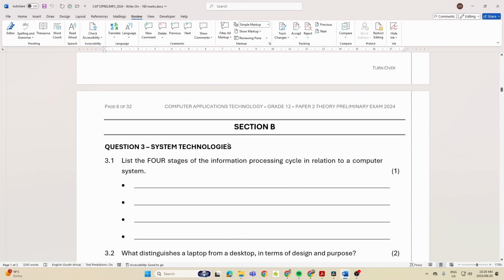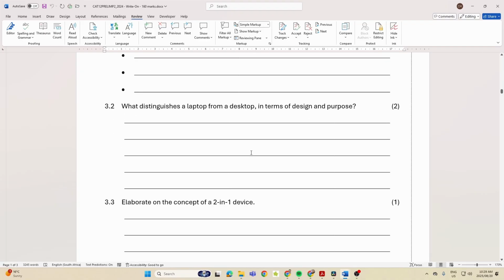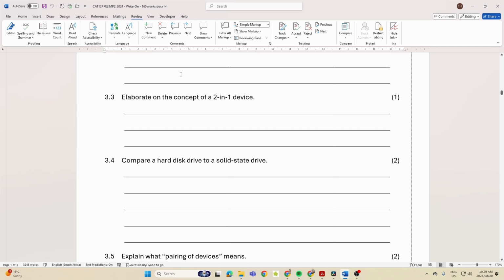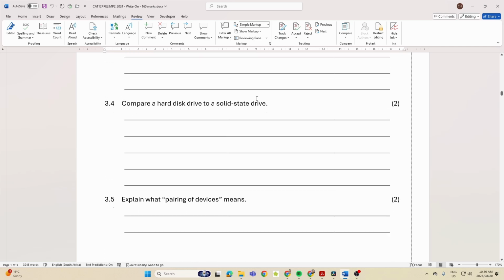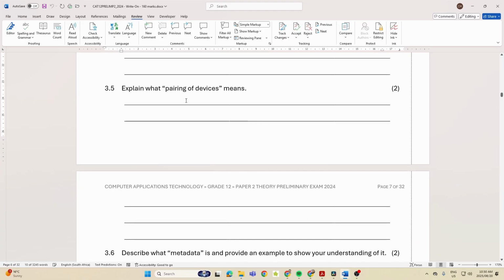So, section B, question number 3. Slightly different. So the 4 stages of the information processing cycle. What distinguishes a laptop from a desktop, in terms of design and purpose? What is meant by the concept of a two-in-one device? Look here, look here. Compare a hard disk drive to a solid-state drive. What is meant by the pairing of devices?